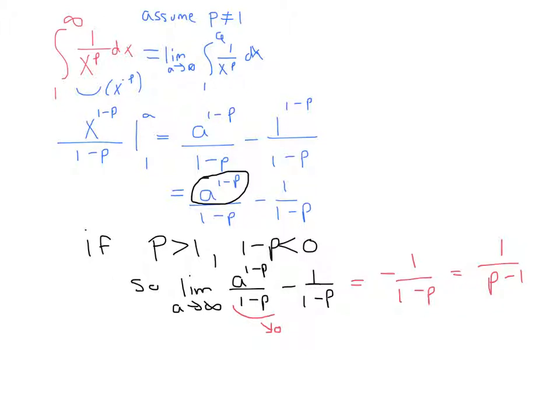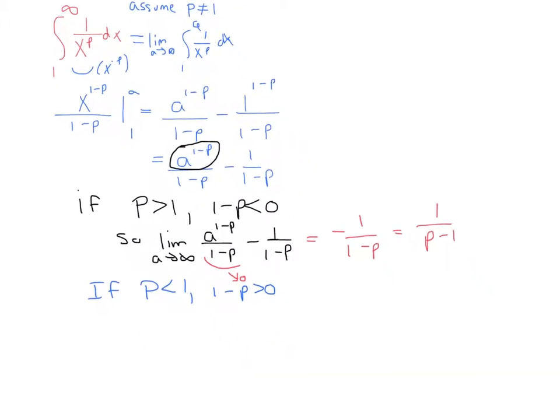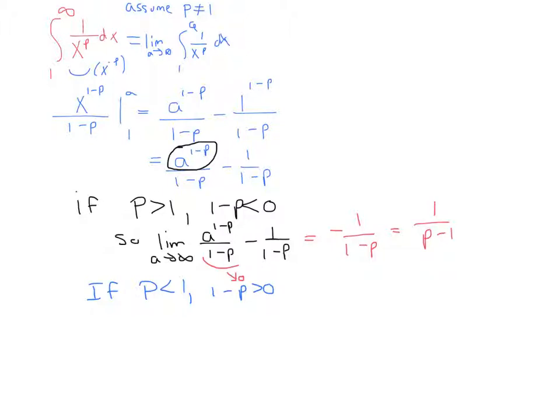However, if p is less than 1, then 1 minus p is greater than 0. And if 1 minus p is greater than 0, this limit is going to go to infinity, because you're raising a to a positive number, and as a goes to infinity, infinity to a positive number is going to go to infinity. So that means it would diverge.